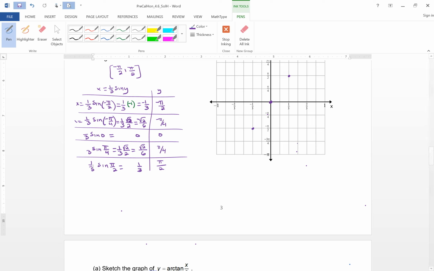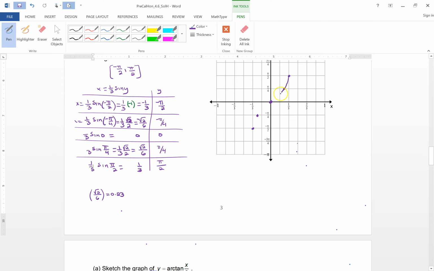So how much is negative root 2 over 6? Can you plug it in and tell me? It's 0.2357. So it's 0.23, right? Where is that? Well, this is negative 1 over 3, which is 0.33. So it's somewhere over here. So at negative pi over 4, we're here. At positive pi over 4, we're here.